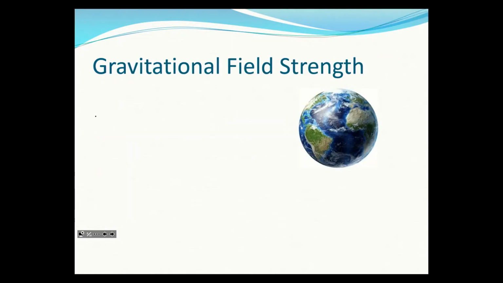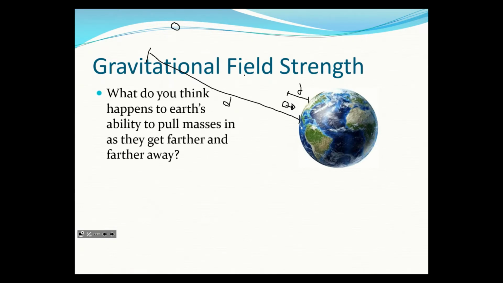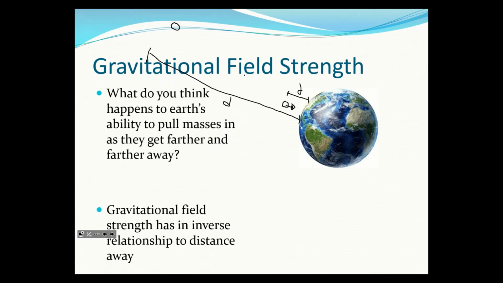So gravitational field strength. What do you think happens to Earth's ability to pull in masses as they get further away? If I had an object here or an object here, which one do you think would be stronger? Well, this one would be stronger. The closer you are, the easier it is for Earth to pull it in. So as your distance gets bigger, your field gets weaker. When one gets bigger and the other gets smaller, we call that an inverse relationship. So as one goes up, the other goes down.